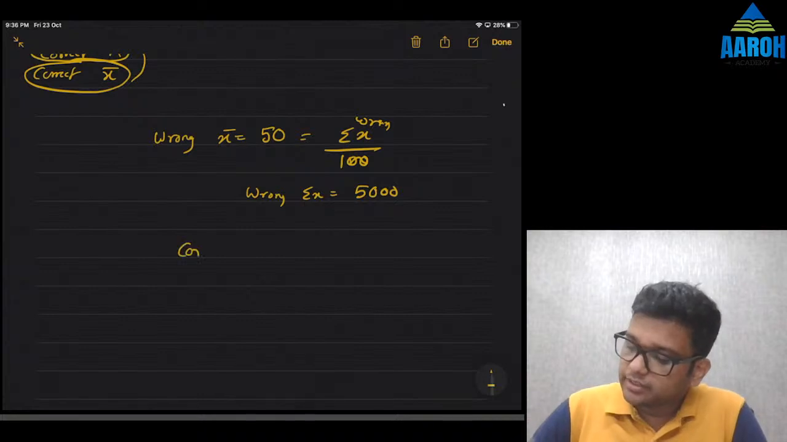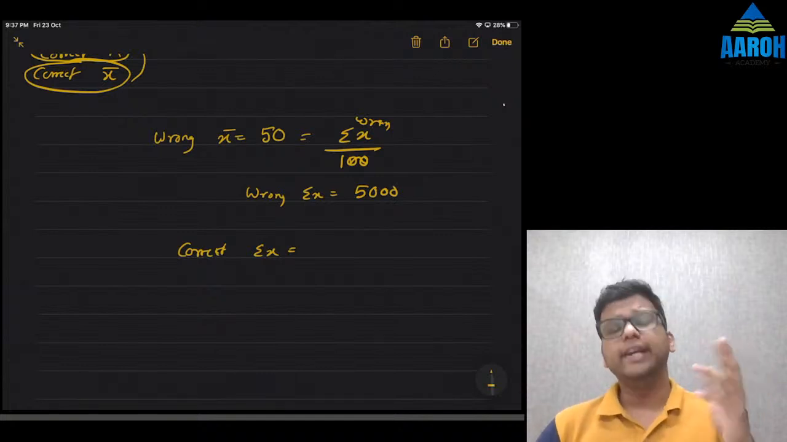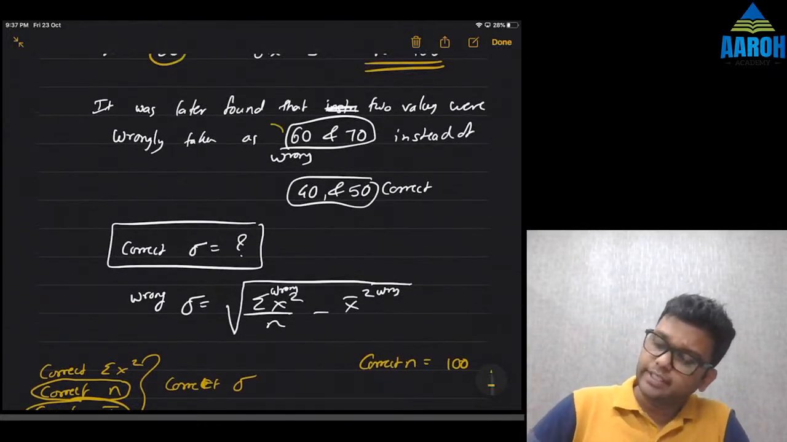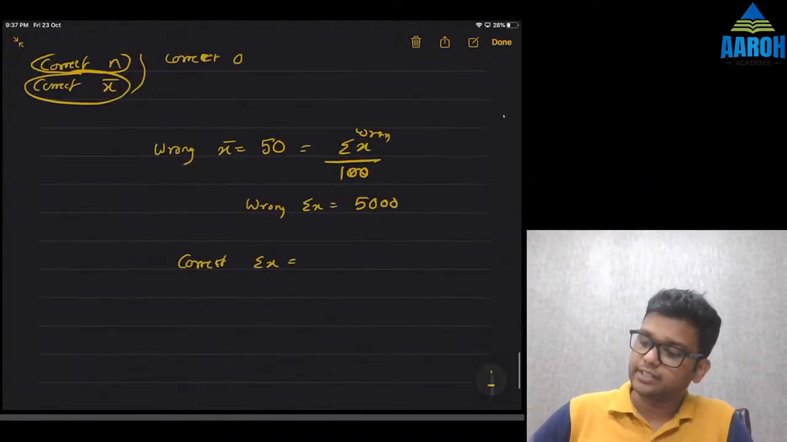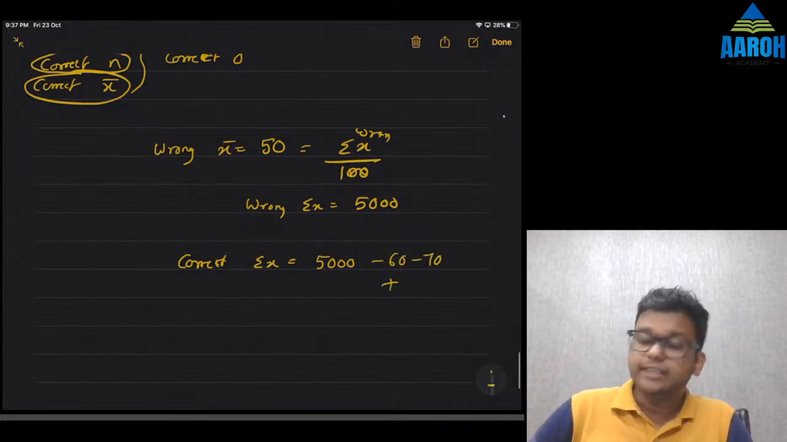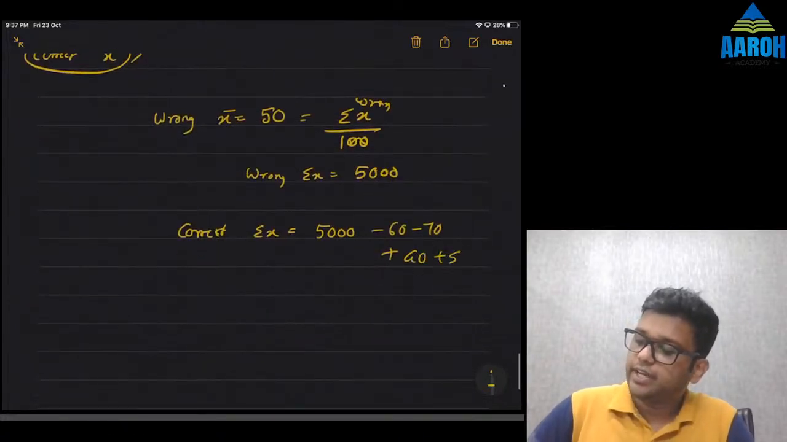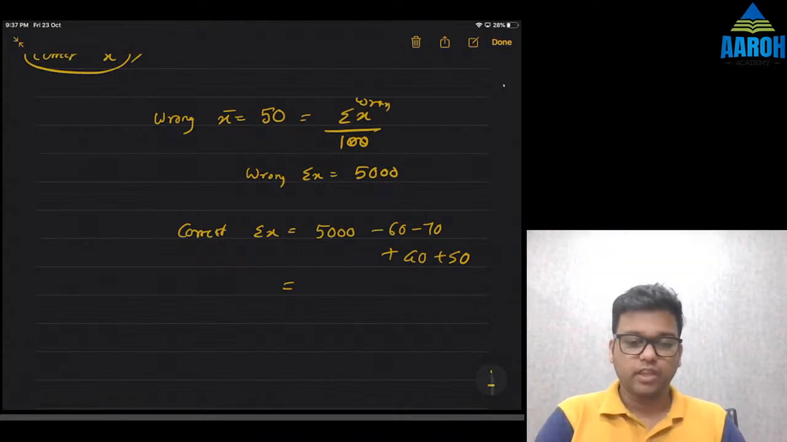Let's try to correct this. Correct means what? Summation x is what? Sum of all values, right? So while taking sum of all values, we must have taken sum of 60 and 70 also wrong values, right? So let's remove that 60 and 70 and let's add correct values now. Correct values are 40 and 50. So let's add 40 and 50 as correct values. So what will be correct summation x now? 5000 minus 60 minus 70 plus 40 plus 50.